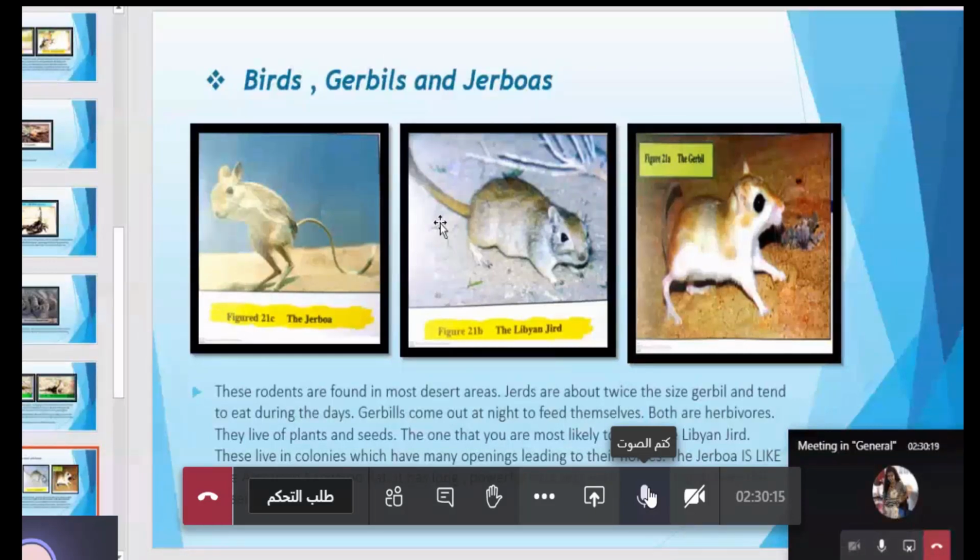Okay, children? Mainly it depends upon grains, plants and seeds for food. And this one, the gerbil, is also the same. It is herbivorous, same as the Libyan jird. They live in colonies sometimes. They have homes very close to human beings' houses. The gerbil is called the American kangaroo rat, as I told you just now. It has long and powerful back legs, which it bounds over the desert with.